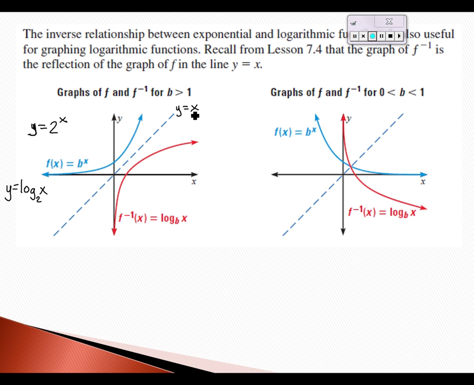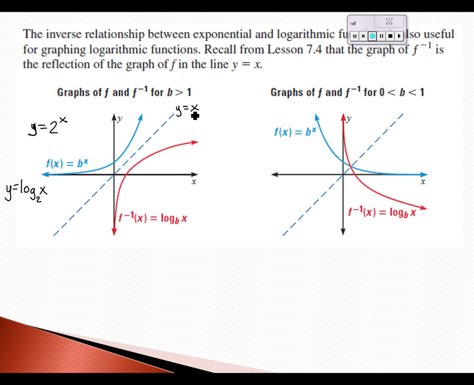The domain of the exponential function, do you remember what the domain of the blue function is on the quiz? It was a freebie on the quiz. What's the domain of any exponential function? Yeah, it's always all real numbers. So what's the range of the red logarithmic function? It's the same, because the domain and range flip.